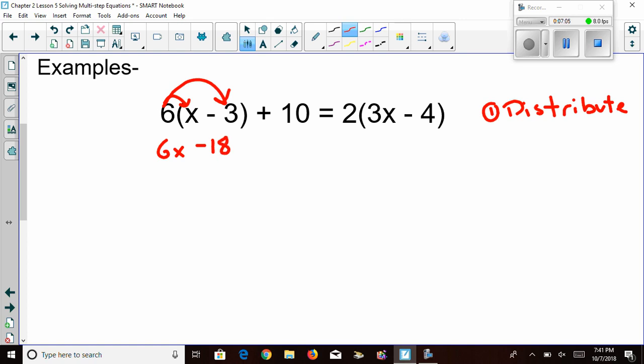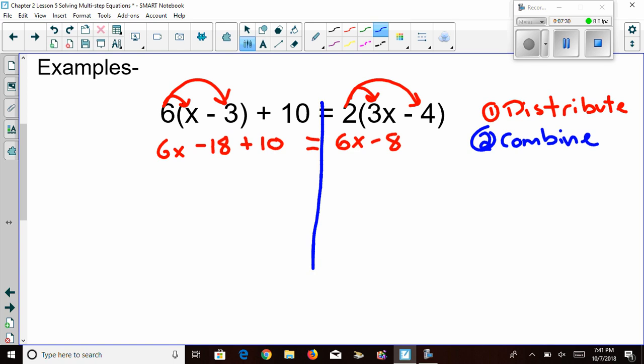I'm going to bring down my 10. And that equals, well, I got to do 2 times 3x, which is 6x, and 2 times minus 4, which is negative 8. Next up, I should combine like terms.